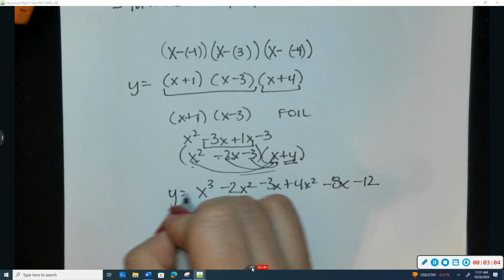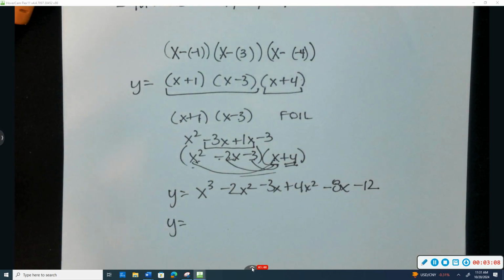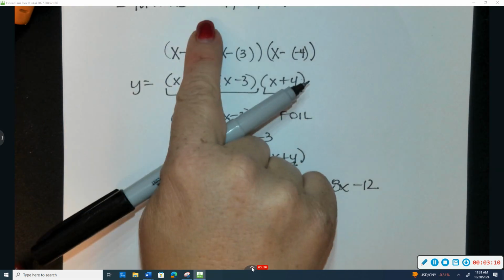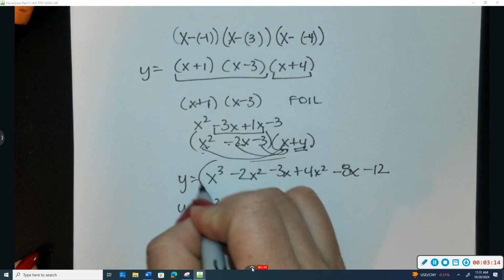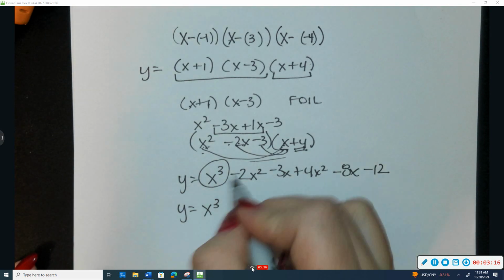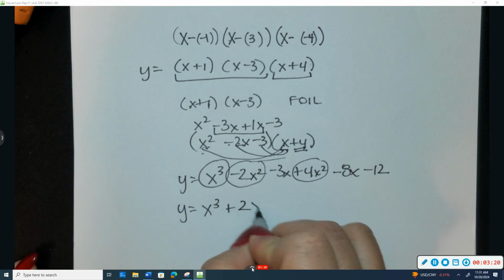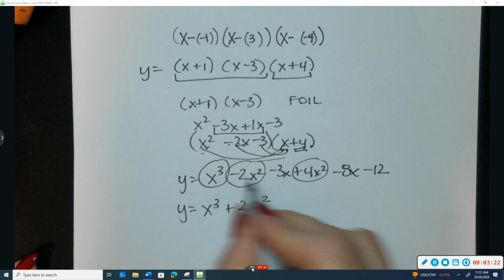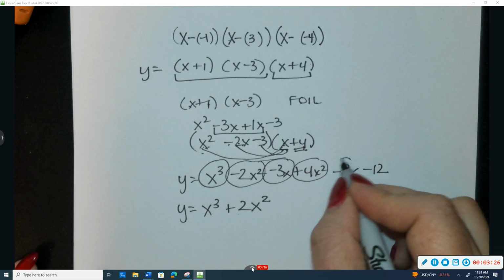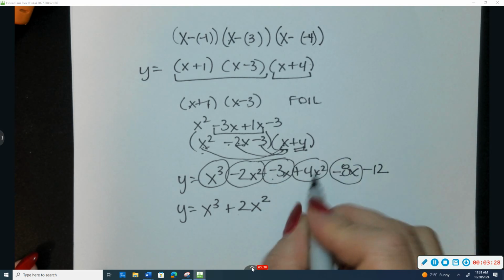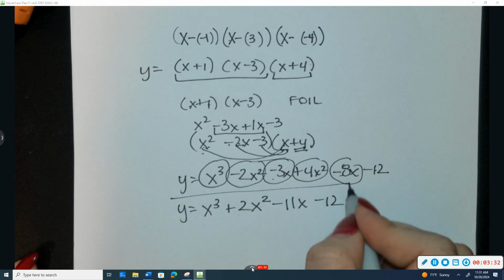Now my goal is to come up with an equation written in standard form that is a polynomial equation with these 3 unique solutions. So let's combine like terms. There's only one term that has an x cubed. There are 2 terms with an x squared. When I combine them, I end up with a +2x squared. -2 combines with +4. There are 2 terms with just a singular x, -3 and -8 is -11, and I'm going to drop down the -12.